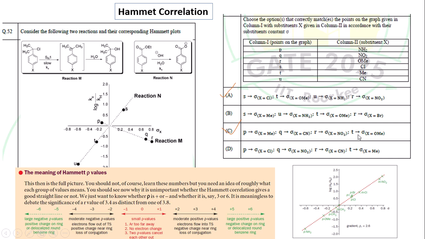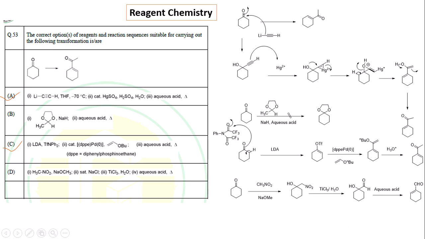And in the case of the T, X equal to OMe, if OMe is put here, the ester hydrolysis rate becomes slower. So options A and C properly explain these two reactions. So options A and C are correct.